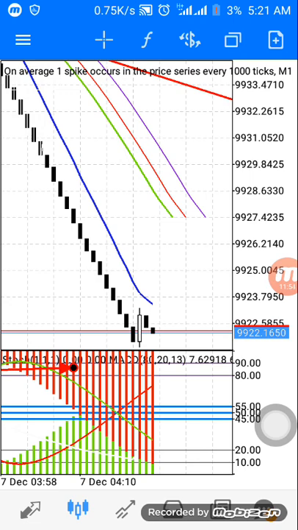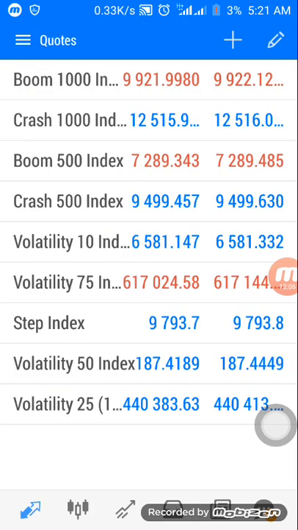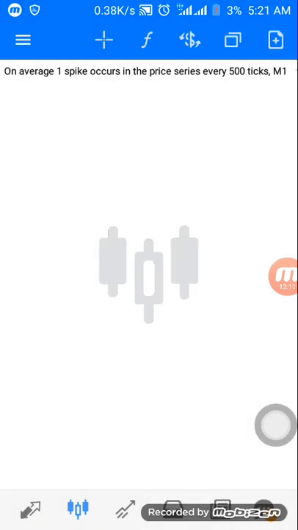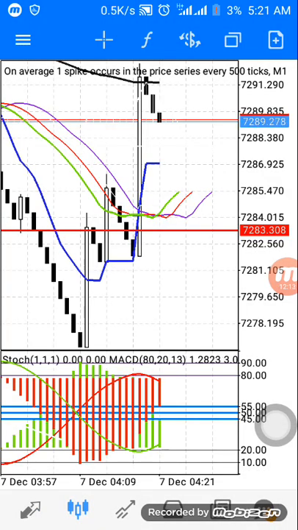Check the higher time frame. Check the higher time frame so you know whether to hold it or take your loss. All right, now let us check out other pairs, Boom 500 and all that. Now here is Boom 500.